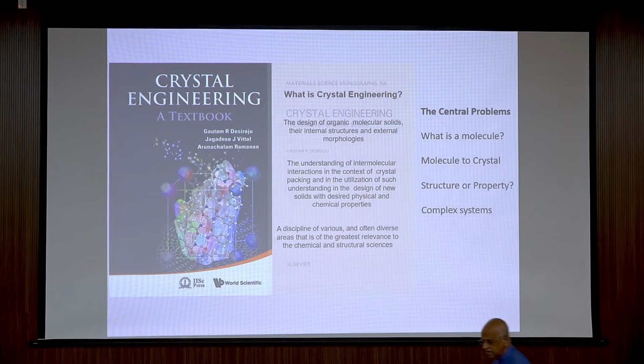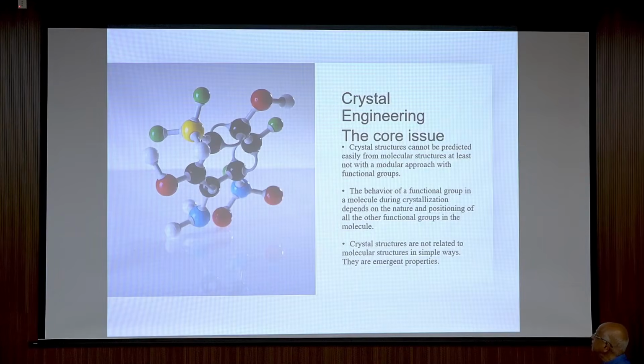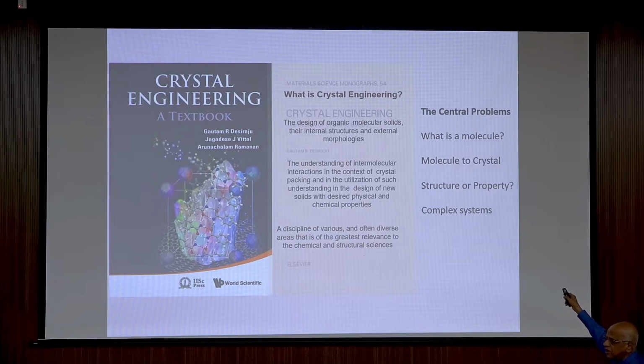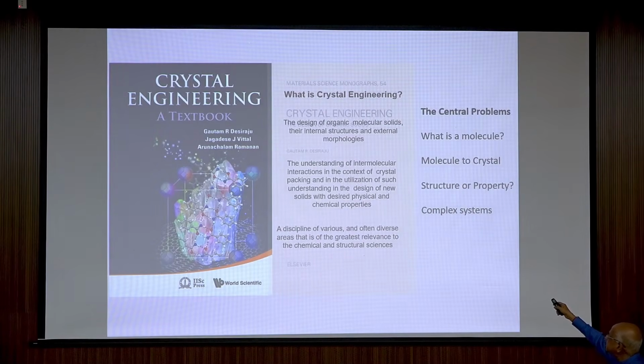So many things. After some time, one textbook also came. So the 1989 book has stood the test of time. It's now out of print and all that. So the main thing, the core issue, is that crystal structures cannot be predicted from molecular structure. As I said, what is a molecule? You have to know that first. From molecule to crystal, is there a one-to-one correspondence between a molecular structure and a crystal structure? What characterizes a crystal structure? Is it the structure or is it the property?